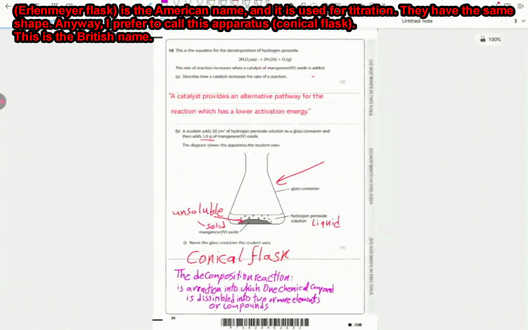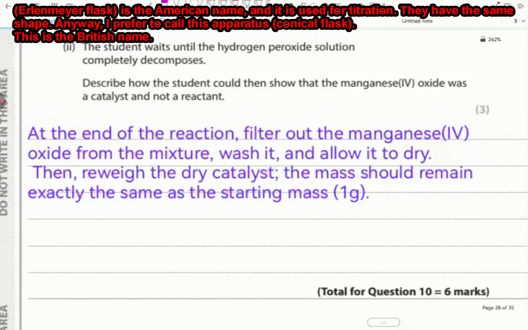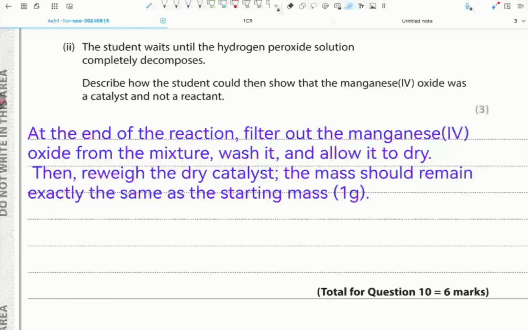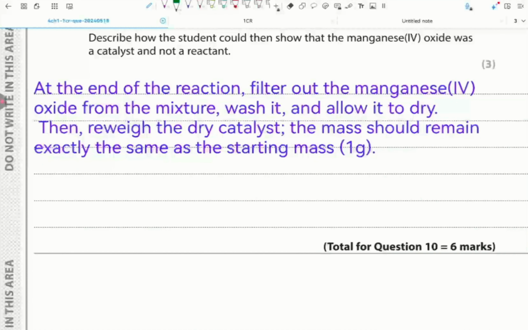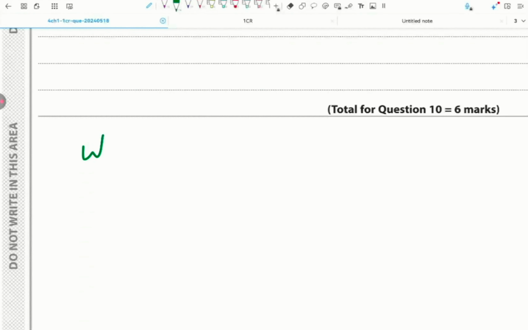Now let's answer the next question here. The student waits until the hydrogen peroxide solution completely decomposes, meaning the reaction is finished. Describe how the student could then show that manganese 4 oxide was only a catalyst, not a reactant. What do we mean first by the word catalyst? In here, my friends, we need to understand the terminology catalyst. So what is a catalyst?